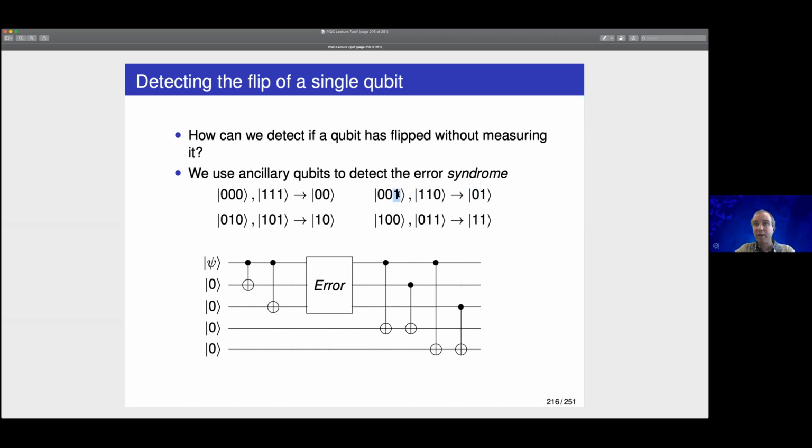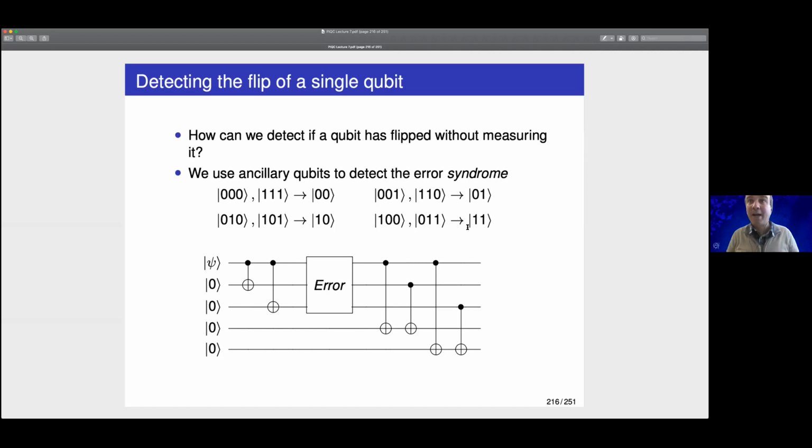But since the third one is different from the first one, then we are going to obtain 1 in the second ancillary qubit, okay? And the results for all the different cases are similar. If the first and second qubits are different, but the first and the third are equal, then we obtain 1, 0. And if the first is different from the second and the third, we obtain 1, 1, because of course then the first is different from the second and the first is different from the third, okay?